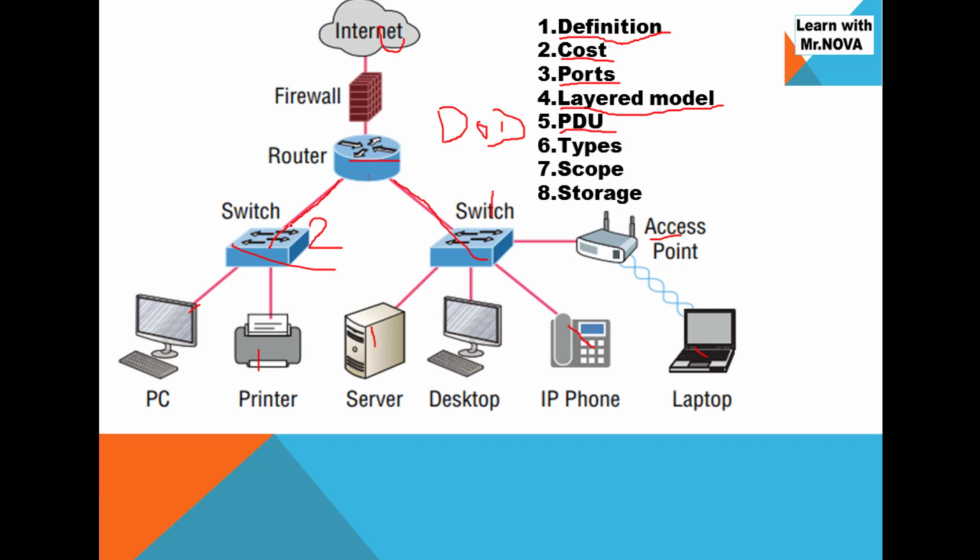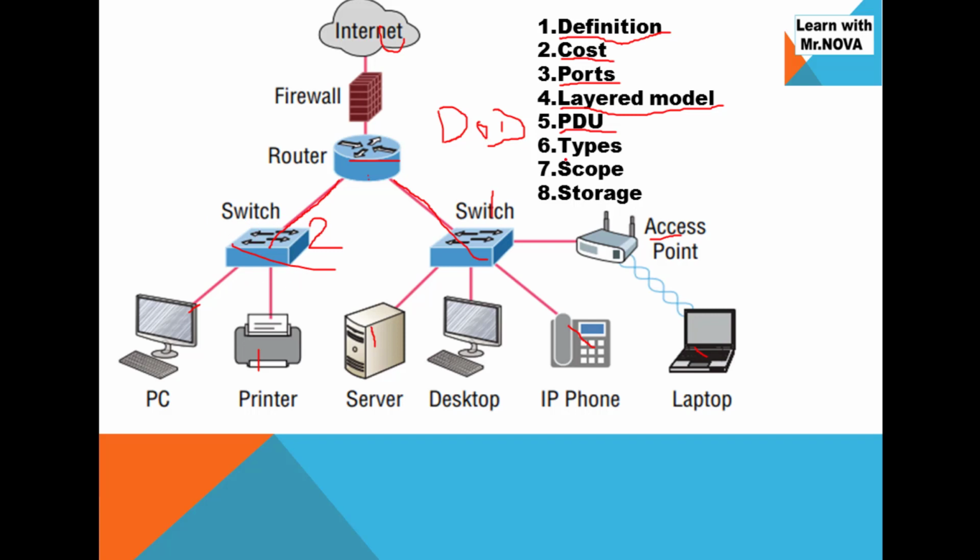There are layer 2 switches and layer 3 switches. Layer 3 switches behave somehow like routers. So switches send information in the form of frames and routers in the form of packets. But the exception here is that layer 3 switches can send information in the form of packets.